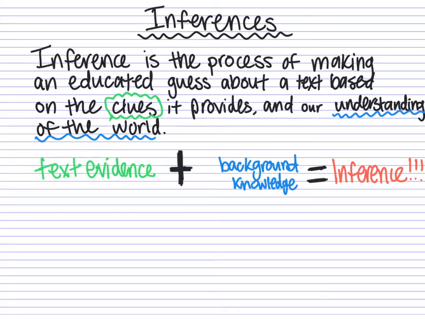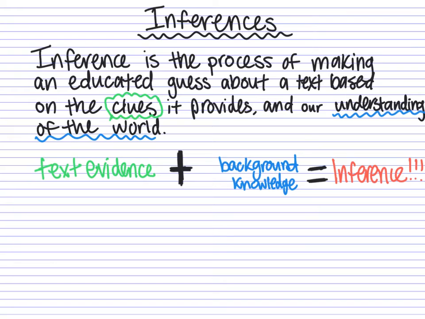To break that down even more, what is text evidence, or what are these clues provided in a text? Our definition up here says it's a guess about a text based on the clues it provides. The clues it provides is text evidence. These are things in the text, in the book, that are there. Evidence. It's right there in front of you. There's no denying it.